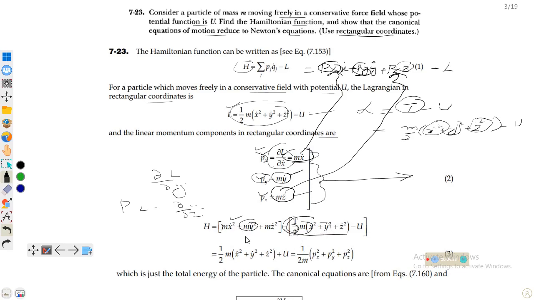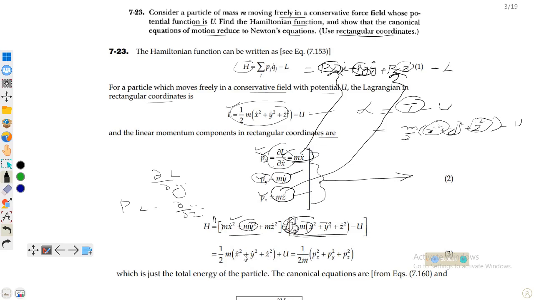We just have to take into account that the coefficient of this whole is 1 and the coefficient of this whole is 1 over 2. The 1 minus 1 over 2 will become 1 over 2 and the rest will be the same. When this minus sign operates on the inside of the bracket, it will become plus u. So we will be left with m over 2 times x dot square plus y dot square plus z dot square, plus u.